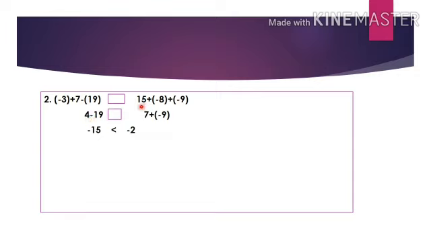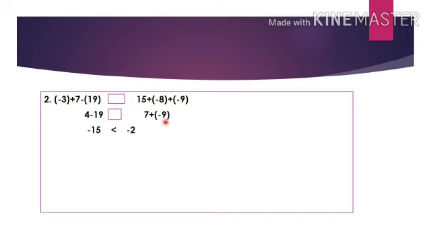The other side, 15 plus minus 8. 15 is a positive integer. Minus 8 is a negative integer. Then 15 minus 8 is 7, and the sign of the bigger number is positive. 7 plus minus 9. Then 4 minus 19, and 7 plus minus 9.